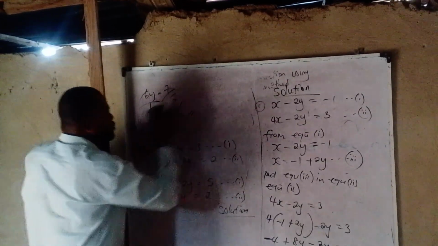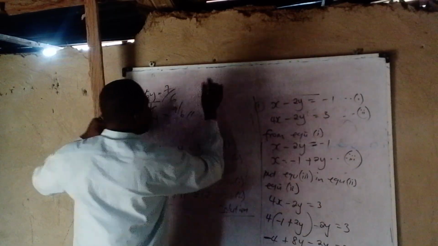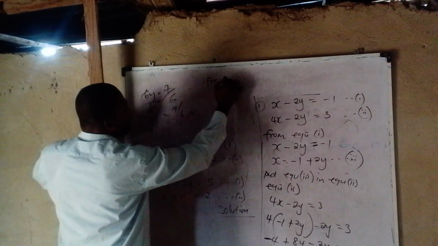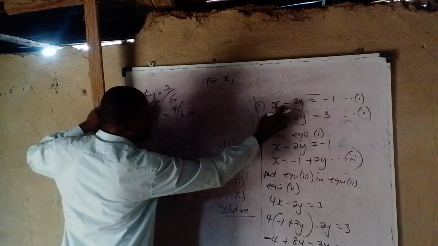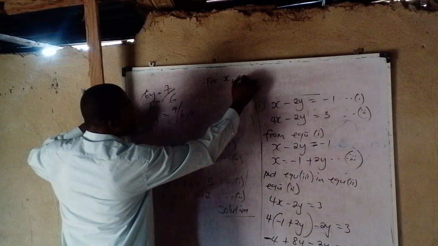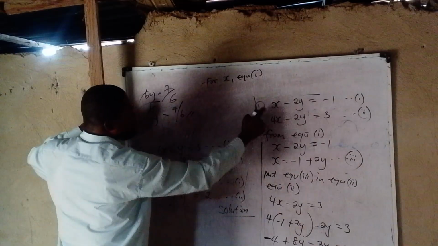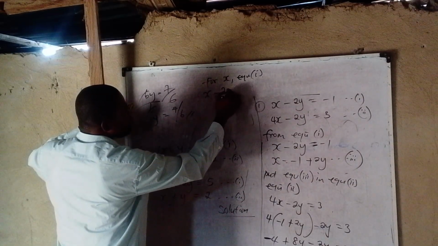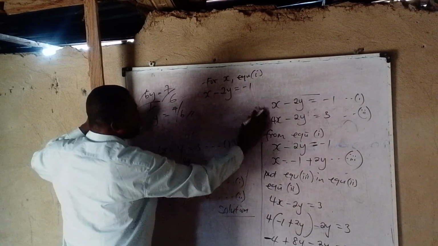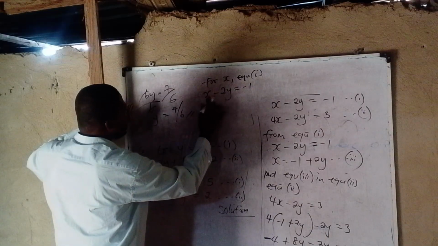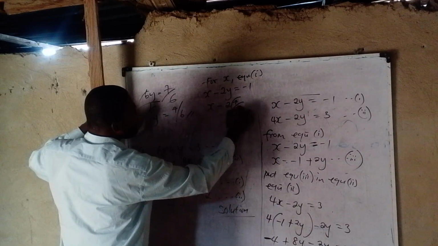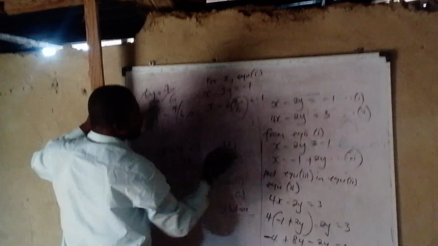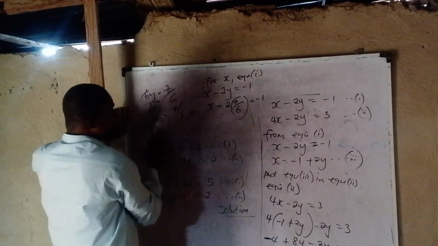Then for my x, you can now use any of the equations. For x, you can use either equation 1 or equation 2. But if we now want to use equation 1, I'll say for x, equation 1. Equation 1 is x minus 2y equal to minus 1. So what's my x? I don't know. Minus 2 into what's my y? 7 over 6, in this bracket, equal to minus 1.